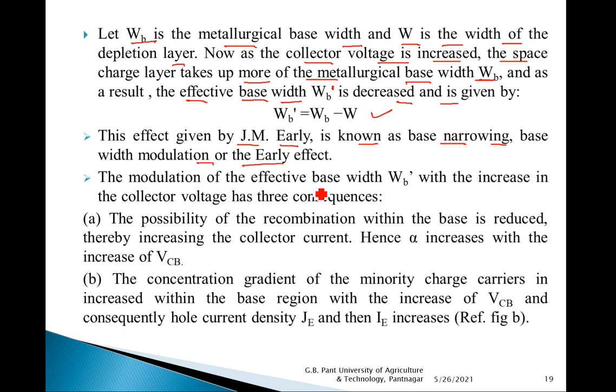Okay, the modulation of this effective base width, that is WB, with the increase in the collector voltage has basically three consequences. The first is that the possibility of recombination within the base is reduced, thereby increasing the collector current. Hence this alpha increases with the increase in VCB.